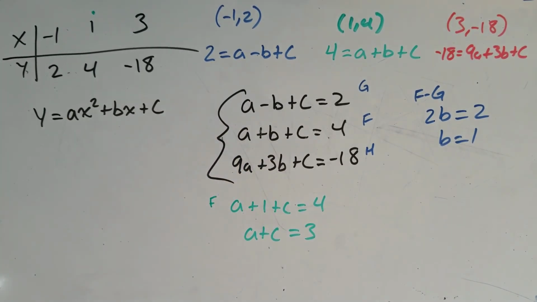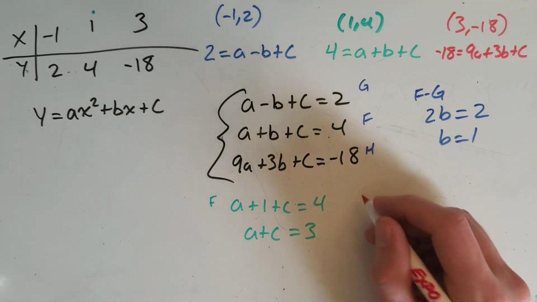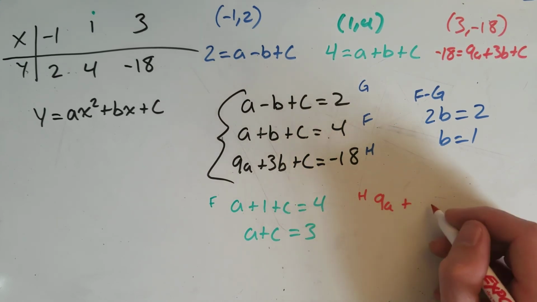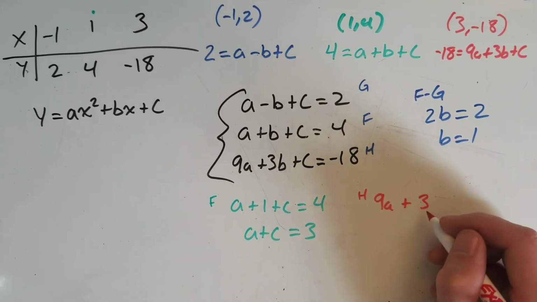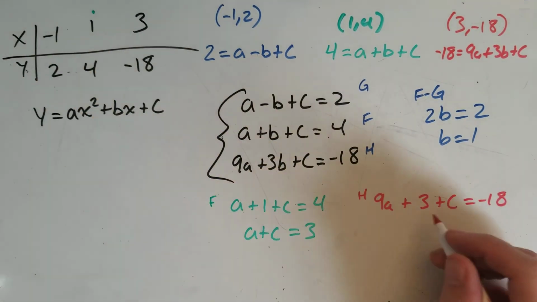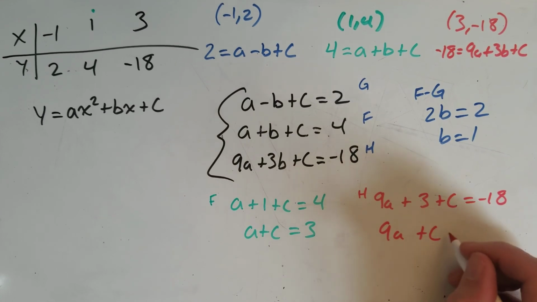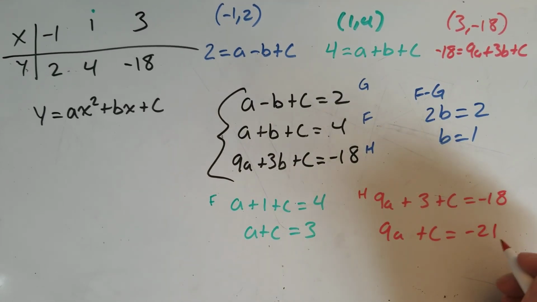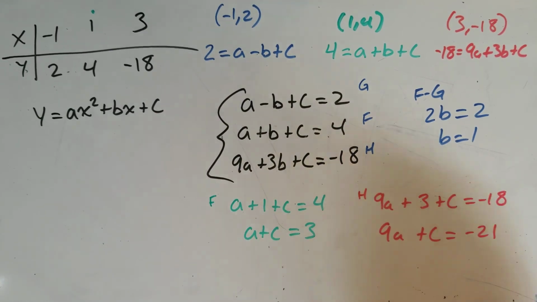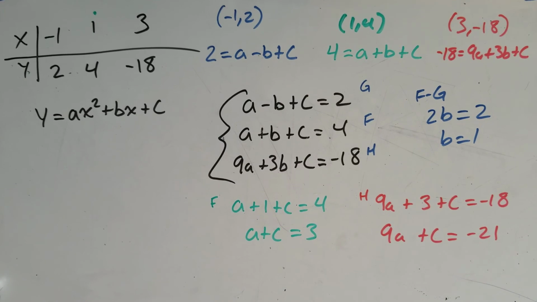And if I take equation h and put a 1 in for b, you're going to have 9a plus 3 times 1 is 3, plus c equals -18. You can bring the 3 over. You're going to have 9a plus c is equal to -21. This is my new equation h. Since we knew the value of b, we can substitute it in, and now we can set up elimination with these 2.